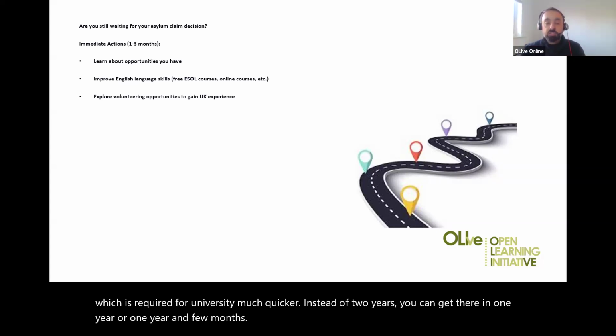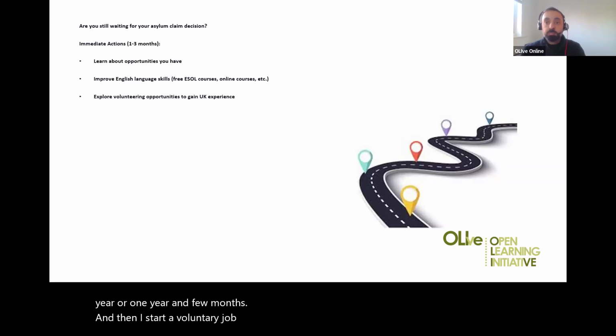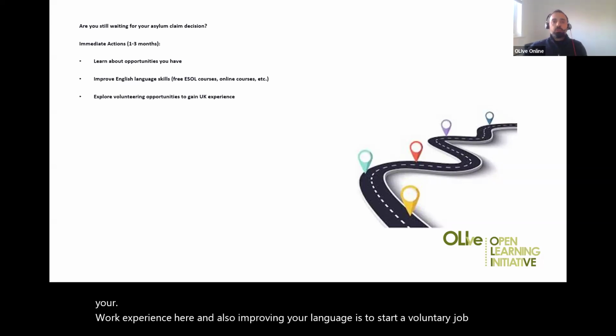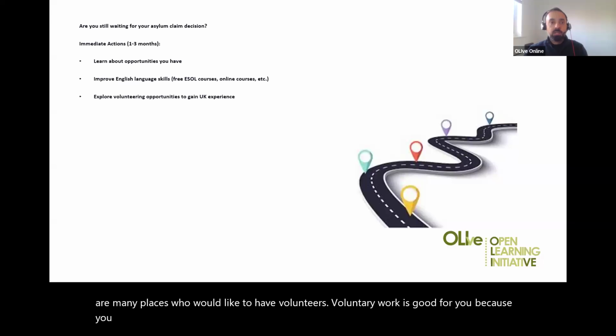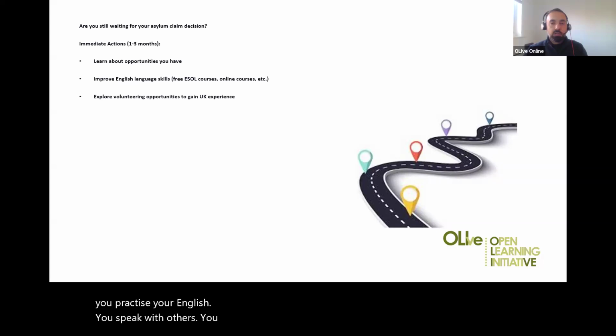And then start a voluntary job. If you don't work at the moment, the best way of starting your work experience here and also improving your language is to start a voluntary job. And there are many places who would like to have volunteers. And voluntary work is good for you because you practice your English, you speak with others, you listen to them, which improves your language.